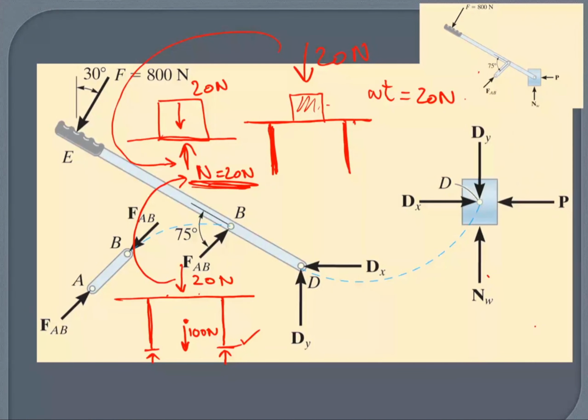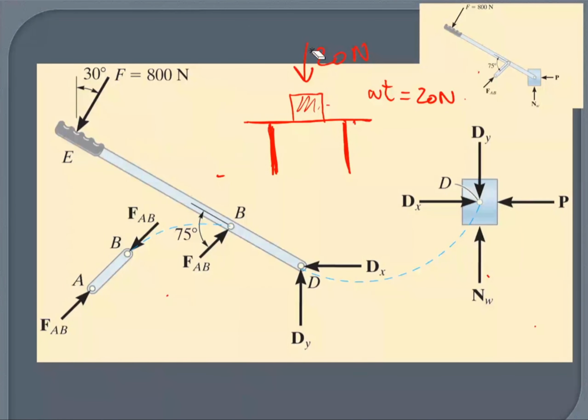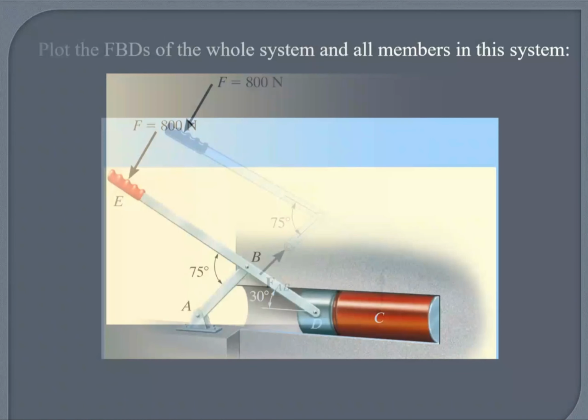So remember, if there's a force being applied on one member, which is connected to another member, then the force direction gets opposite, in the same way as, let me get rid of all this, and let me go back to this one.